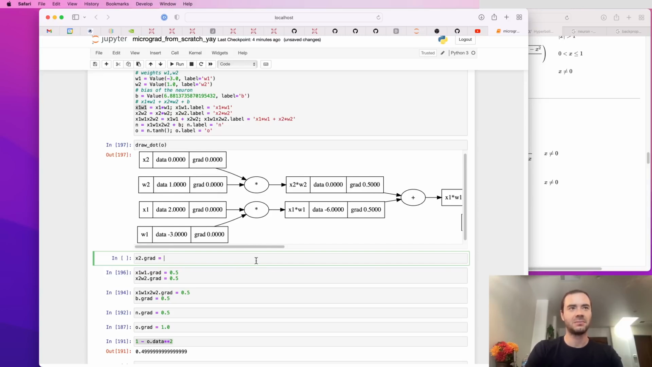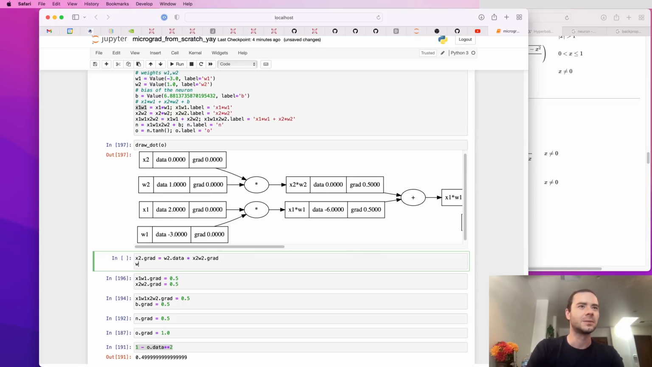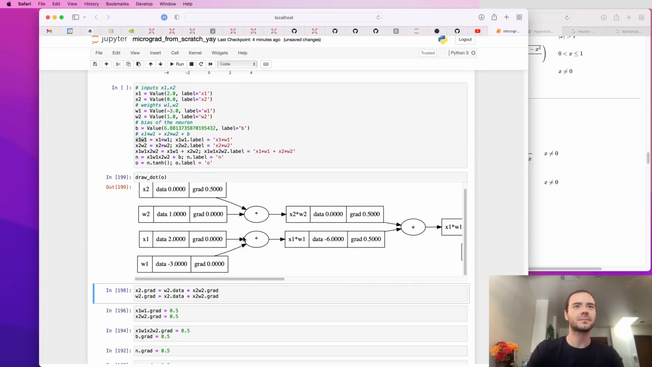So x2.grad will be w2.data times this x2w2.grad, right? And w2.grad will be x2.data times x2w2.grad, right? So that's the little local piece of chain rule. Let's set them and let's redraw.